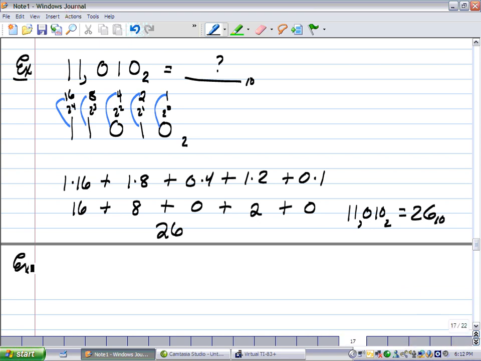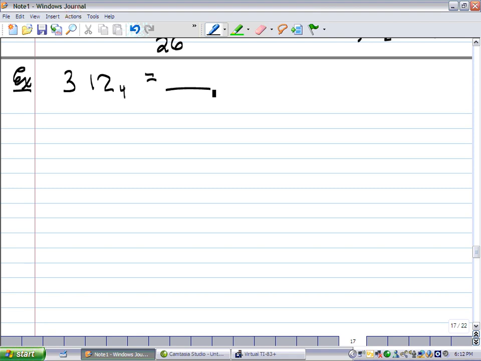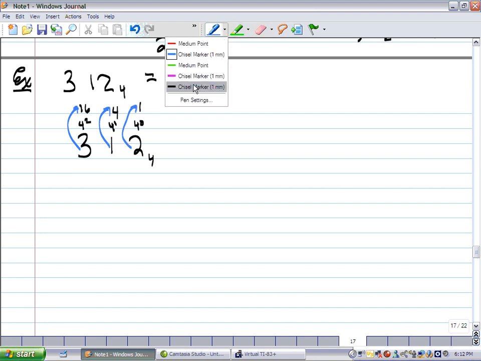Okay, what about 312 base 4? Try that one. What would it be in base 10? Okay, 312. 4 to the 0, 4 to the 1, 4 to the 2, so that would be 1, 1 times 4, 4 times 4, 16. So let's have each one multiplied by its place value.